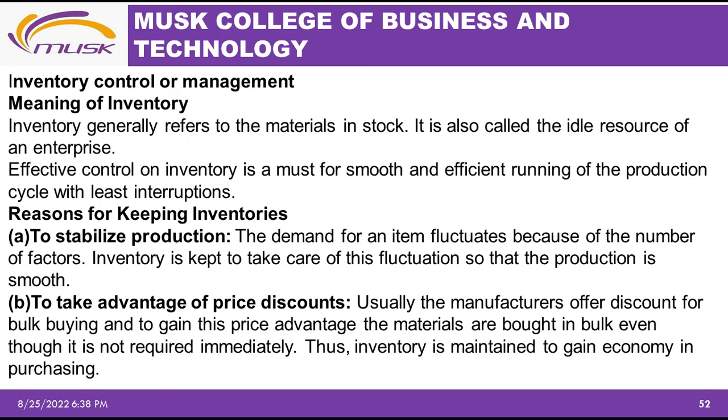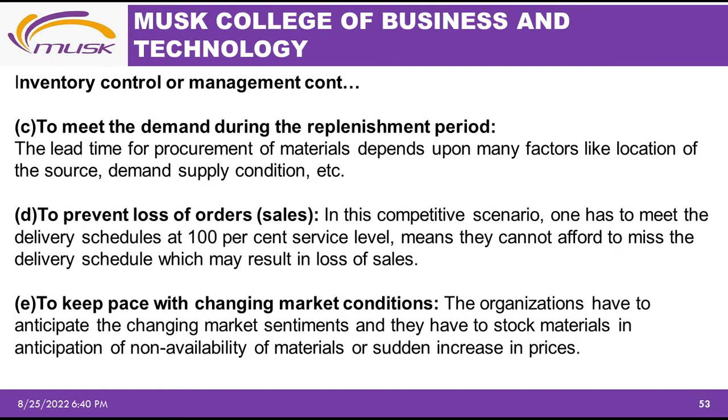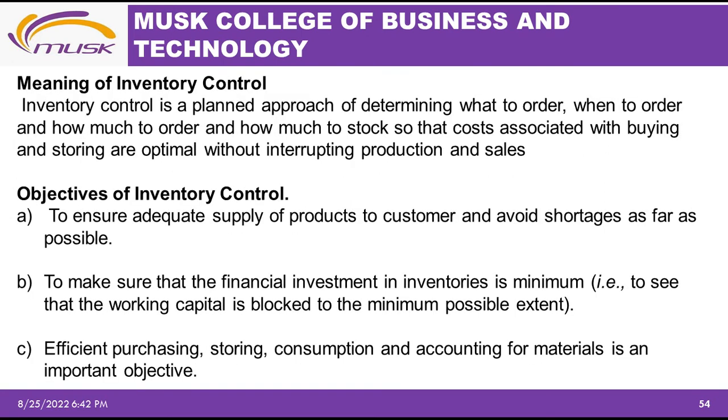Then the other one is to take advantage of price discounts. So we can buy in bulk because we have a place we can store. Another one is to meet the demand during a replenishment period. So sometimes when our stock goes below the expected number, we can have it stored in what we have just discussed, in warehouses. Then we can replace whatever has already been sold. The other one is to prevent loss of orders, and lastly is to keep pace with changing market conditions.